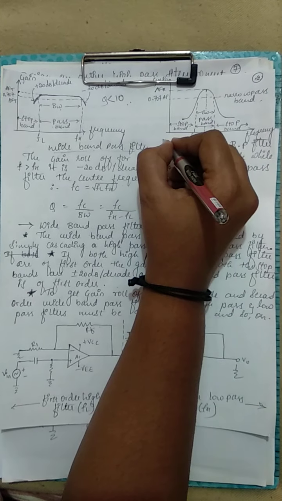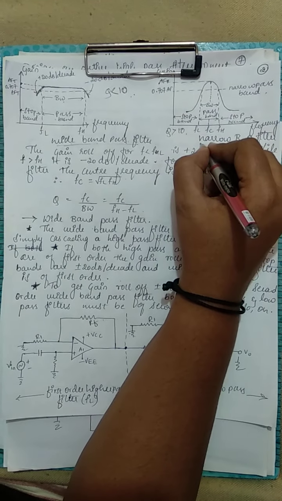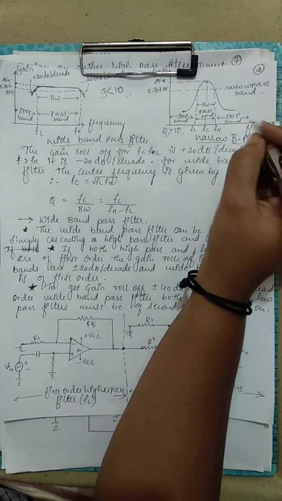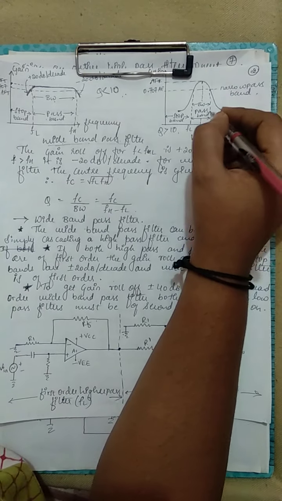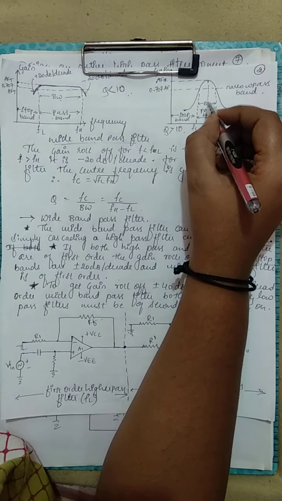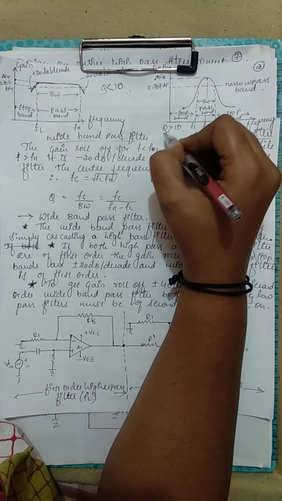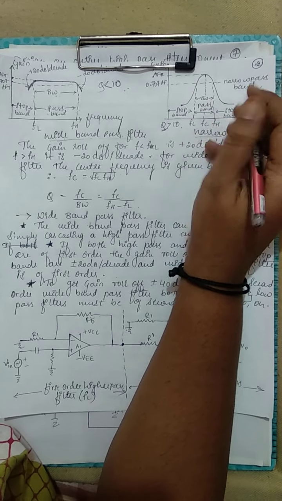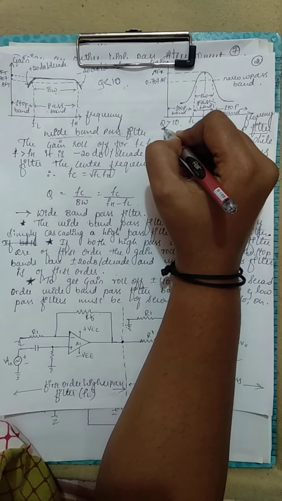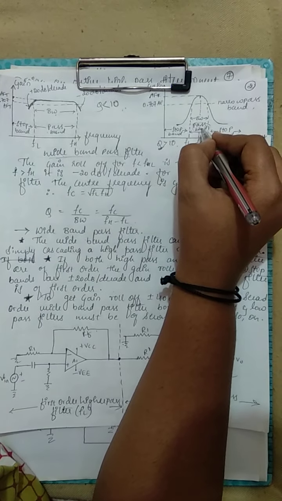When the quality factor Q is greater than 10, the band pass filter is called a narrow band pass filter. Under the narrow band pass filter, the pass band is very narrow and the bandwidth is very small. The higher the value of Q, the narrower is the pass band. If we have a high value of quality factor, we get a very narrow pass band.